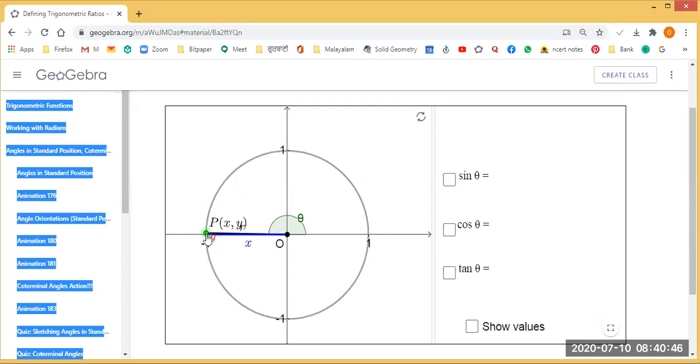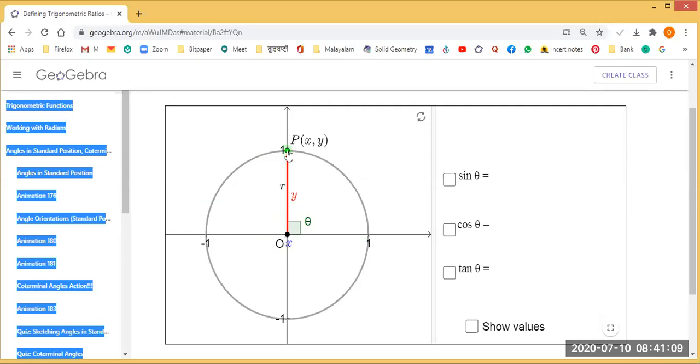One more interesting thing, students, here theta is 90. Sine 90 is 1. Why? Because the perpendicular becomes equal to the radius. The perpendicular is at maximum length.